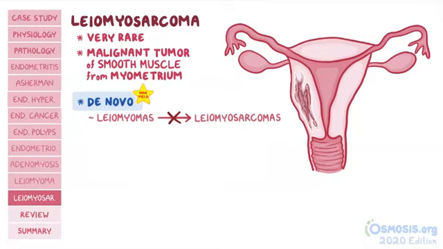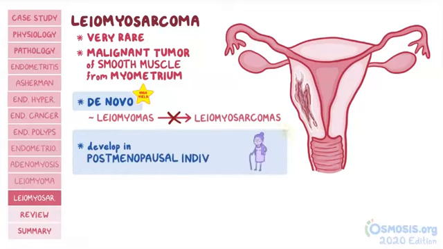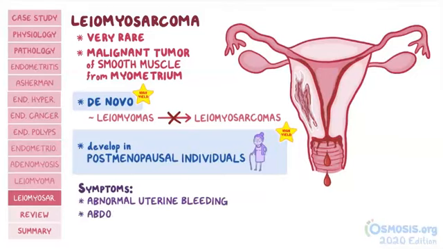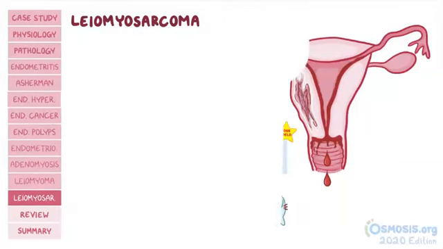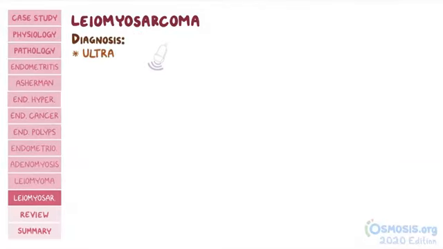Another key fact is that unlike leiomyomas, which most commonly affect premenopausal individuals and go away after menopause, leiomyosarcomas usually develop in postmenopausal individuals. Symptoms are typically similar and may include abnormal uterine bleeding and abdominal or pelvic pain or pressure. Diagnosis includes an ultrasound and a biopsy of the mass.